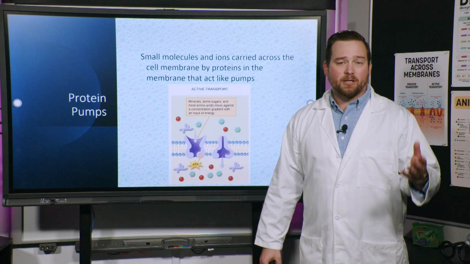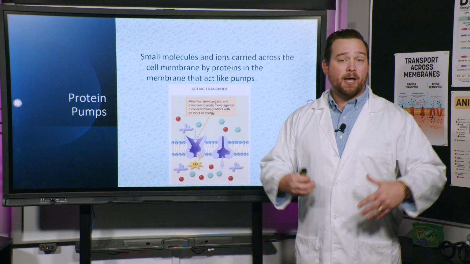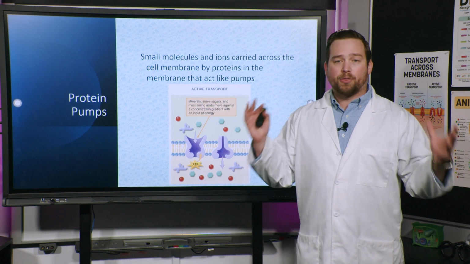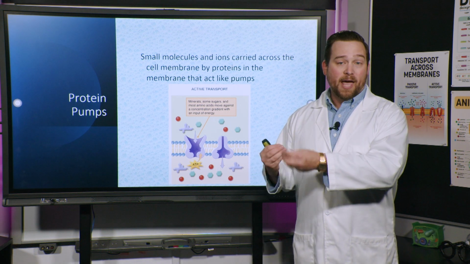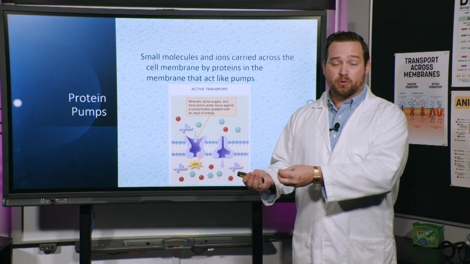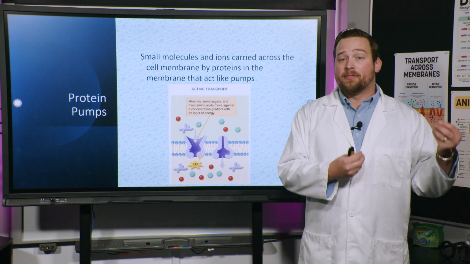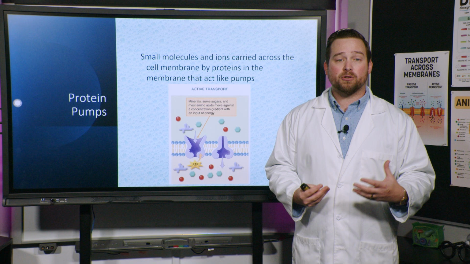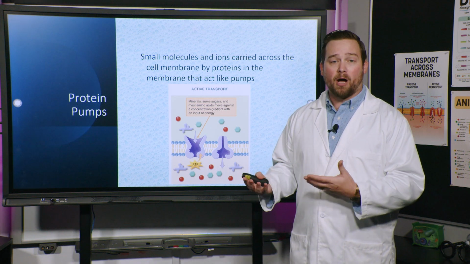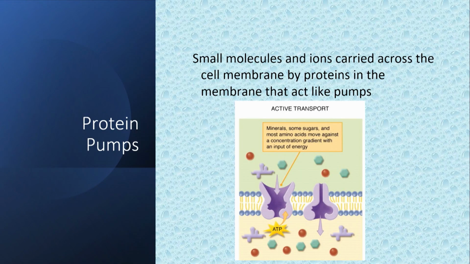Great job. So here's the last little thing I wanted to talk about today. Again, this whole thing that we're talking about today is active transport. So endocytosis and exocytosis, that's vesicle transport. This is a little different. This is also a form of active transport, but instead of using vesicles, we're using protein pumps. So what's happening here is that small molecules and ions can be carried across the cell membrane by a protein in the membrane that acts like a pump.